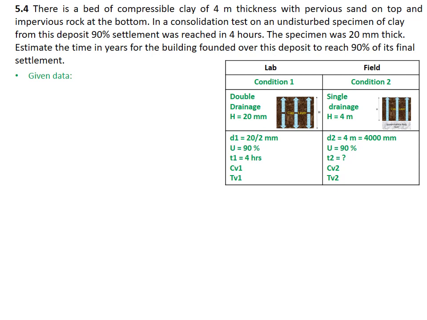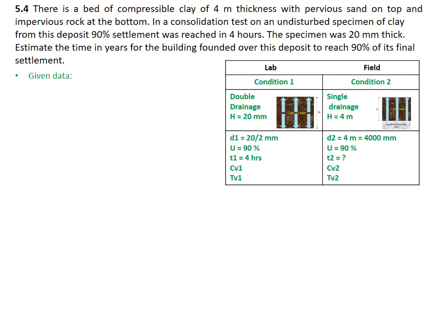Now come to the second column for the field. First data for the drainage condition we have is that it is a single drainage. So if H is 4, our D becomes the same, D equals H. So D2 also becomes 4, and we have converted it to mm, so it's 4000 mm. Again, what they have asked is, for the same U of 90%, how much will be the T2.